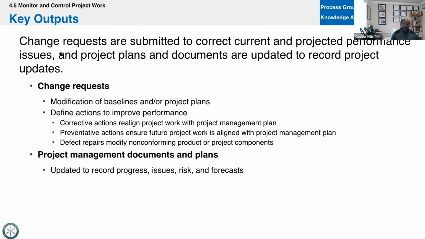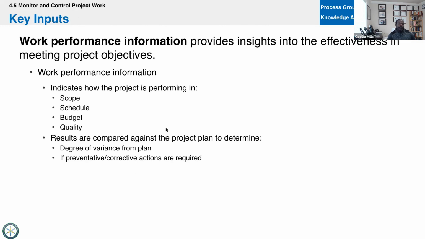We may get some requests for change. Maybe modify some baselines, right? But not a whole. It's potential. This could happen. Likely it will, but you just don't know when it's going to happen. But so these are always potential change requests, updates to documents and plans. Now the work performance information that we'll take into account.